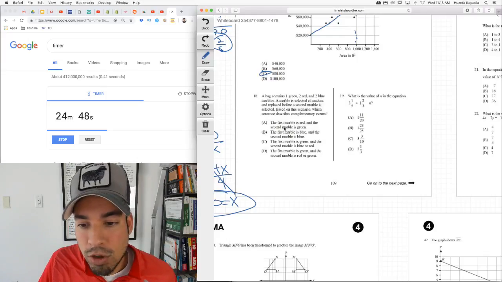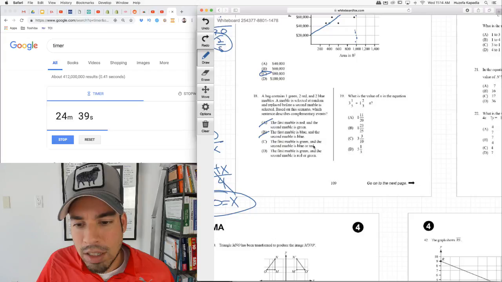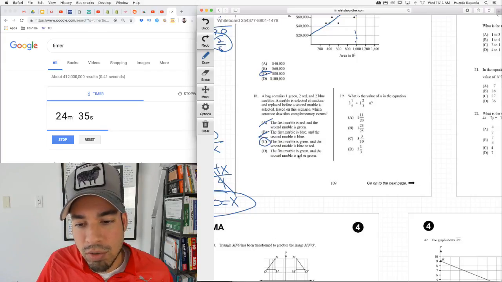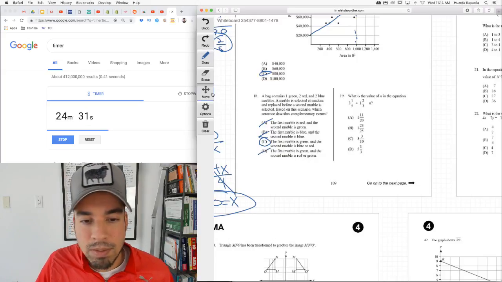So it says first marble is red, second marble is green. That leaves out the blue. First marble is blue, second is blue. That's only blue, leaves out red and green. First marble is green, second is blue or red. This right here takes into account potentially getting green, blue, or red. First marble is green, second marble is red or green. This leaves out blue. Okay, hope that makes sense.